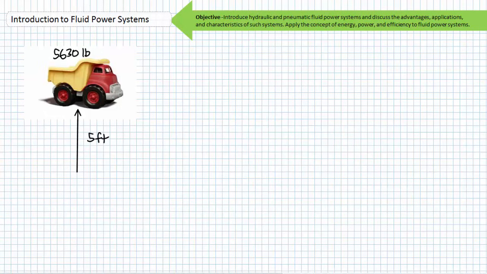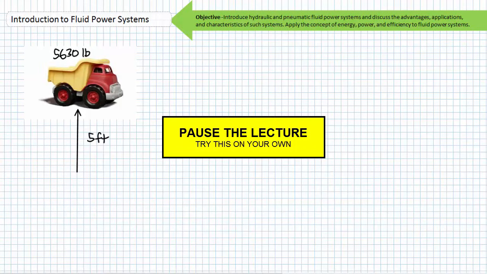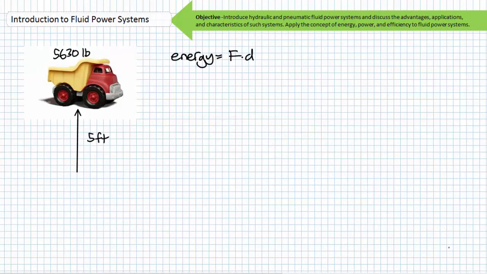Consider a lift system in a garage that must lift a 5,630-pound pickup truck a height of 5 feet to perform some maintenance. How much energy must be put into this system? By all means, pause the lecture and take your best shot at this. Energy equals force times distance. 5,630 pounds force expressed at a distance of 5 feet yields 28,150 foot-pounds force of energy.